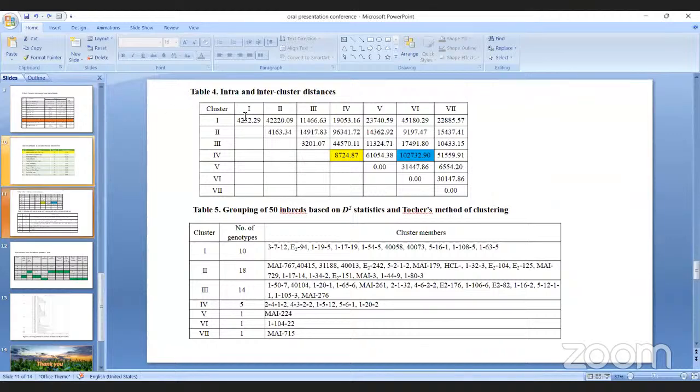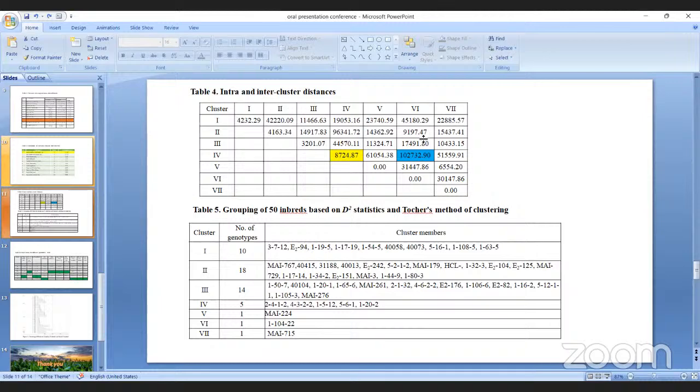This is table number 4. This is the intra and inter cluster distance based on the Mahalanobis D-square analysis. Seven clusters were arrived at. Based on the distance analysis, there is the greatest distance between cluster number 4 and cluster number 6.